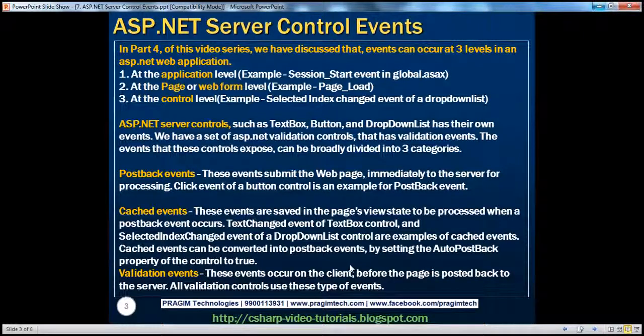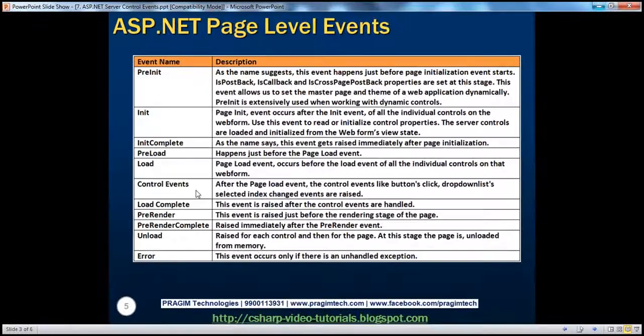So until now we have understood that ASP.NET Server controls expose three types of events: postback events, cached events, and validation events. Now in the previous session we have seen events at the web form level: pre-initialization, init complete, and we have spoken about them in great detail in the previous session. And if you remember, control events actually happen after the page load event. What are the examples of control events? We have just seen a few of them: click event, text changed event. Those events happen after the page load event and before load complete.